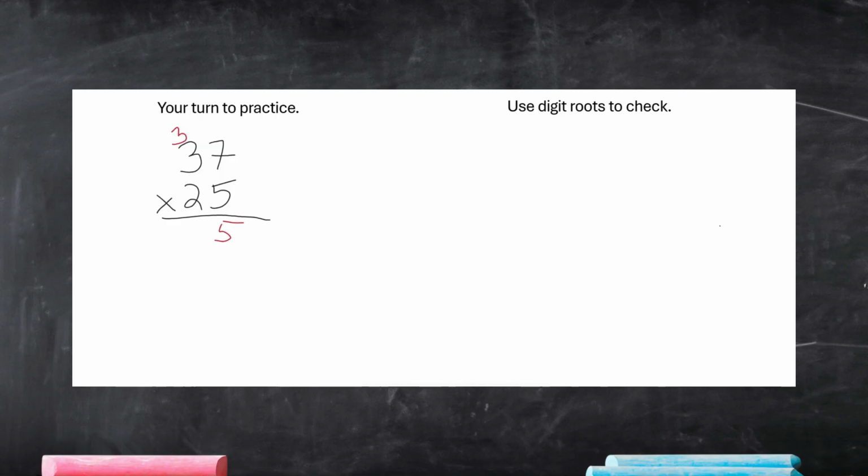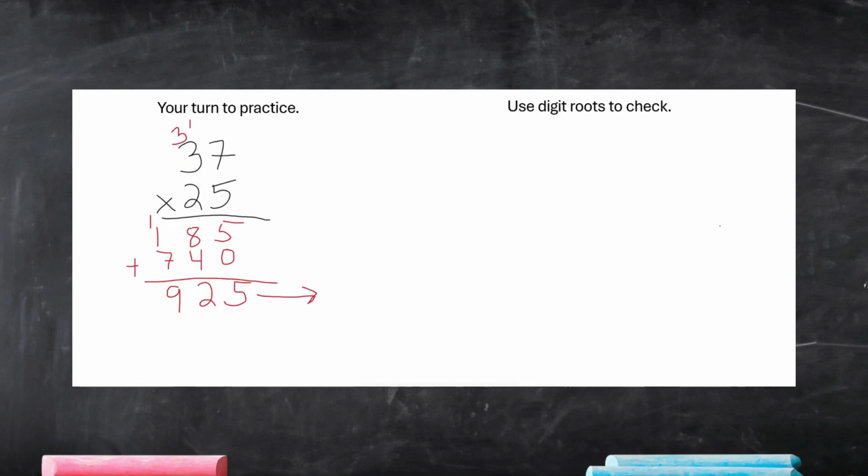Then we're going to do 5 times 3, which is 15, plus the 3 is 18. We're going to put our 0 to hold our place value. Then we're going to go 2 times 7 to get 14, carry the 1, write the 4, and then 2 times 3 to get 6, plus the 1 is 7. Add all this up, and we're going to get a product of 925.